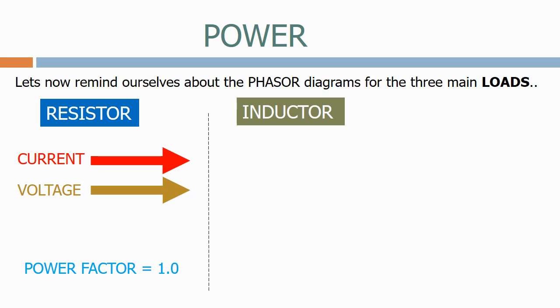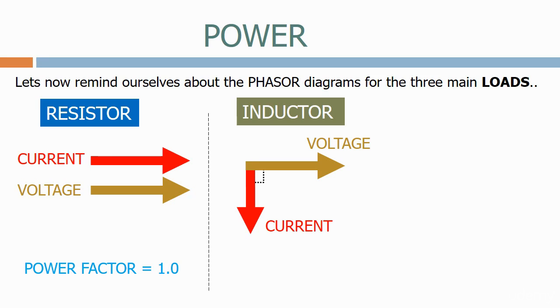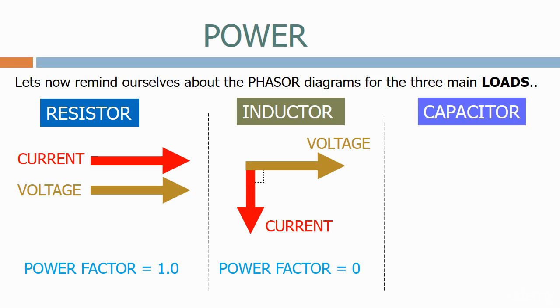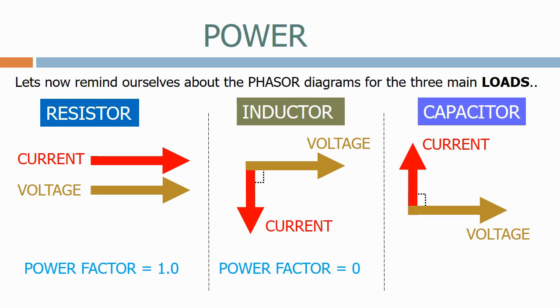Next we have an inductor. In a purely inductive circuit, the current lags the voltage by 90 degrees. The power factor is 0. And finally, a capacitive circuit. In a purely capacitive circuit, the current leads the voltage waveform by 90 degrees. The power factor is 0.